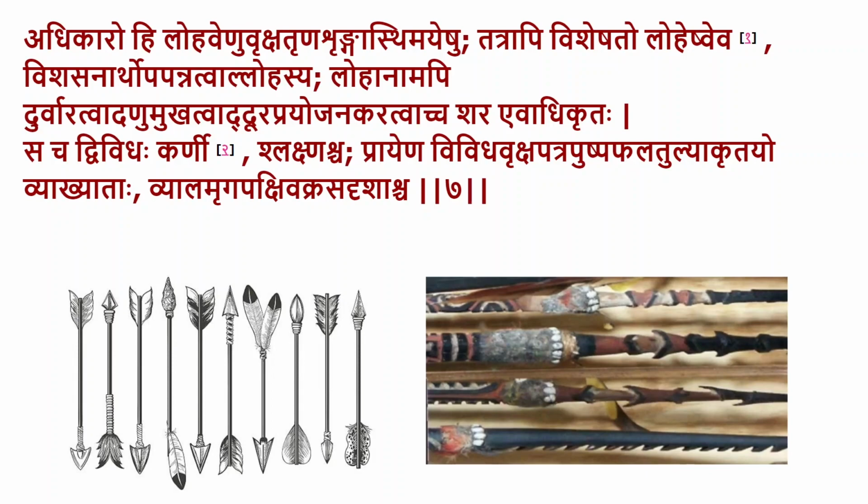Now, arrows were more common because one is Durvaratvat. Once the arrow is aimed at a person, it is difficult to escape, and hence the chances of injury are more. Then Anumukhatvat, because it has a very pointed tip, it gets into the body easily. And Dura-prayojanakaratvat, because it can be aimed from a distance over the enemy, and hence it can hit more frequently.